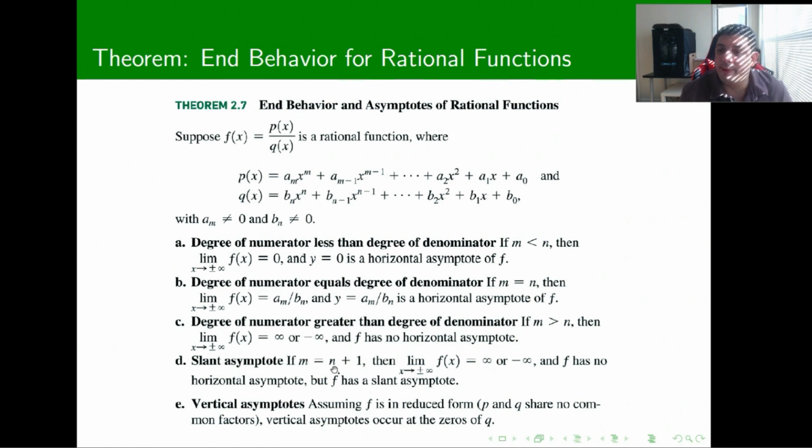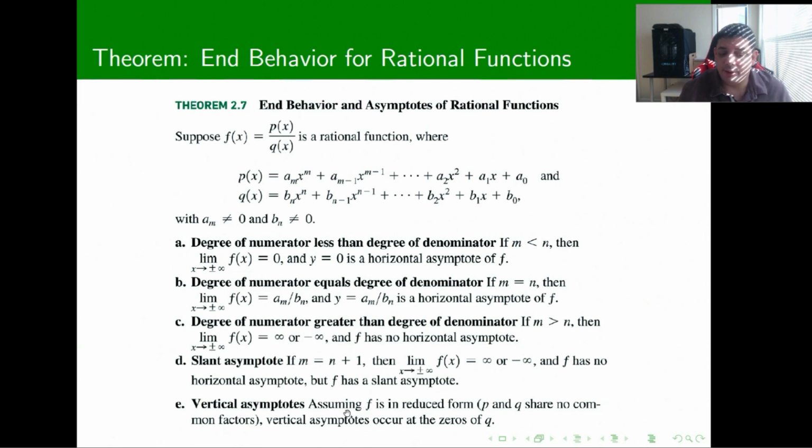Now, if the difference between the numerator and the denominator degree is 1, so as an example, the numerator is just 1 more than the denominator, then we're going to have a slant asymptote. By slant, it means that we have a line that works as an asymptote of the function. And in this case, though, because the top is still bigger than the bottom, when we go to infinity or minus infinity, the limits of the function are going to go either to infinity or minus infinity. So we don't have a horizontal asymptote, but we have a slant asymptote.